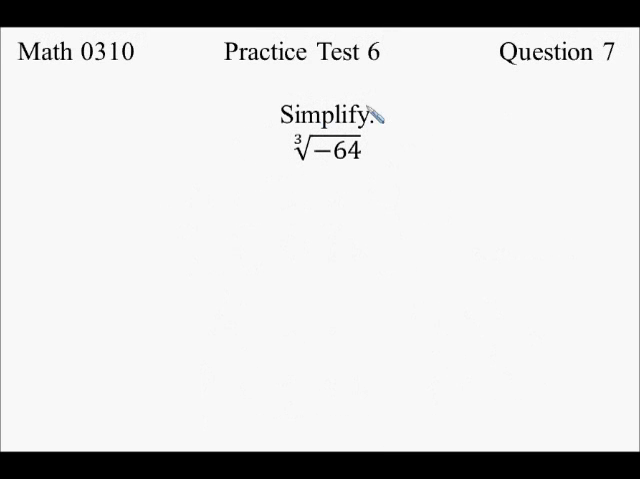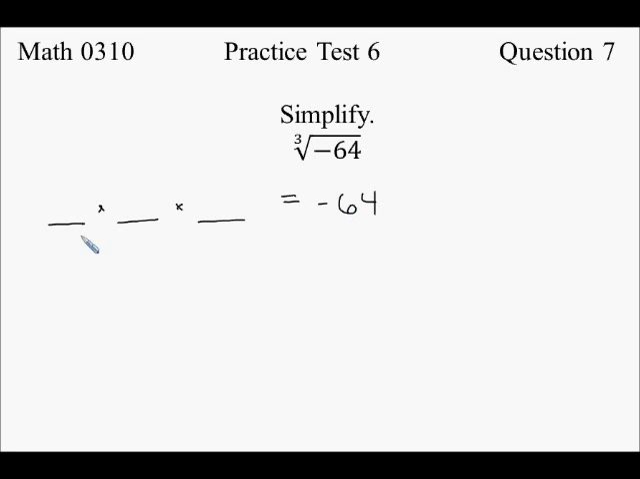Question 7 says simplify. Here we have the cube root of negative 64. So a cube root of a number means we want to find the number that when multiplied by itself using 3 copies would give us the number we have underneath, which is negative 64.